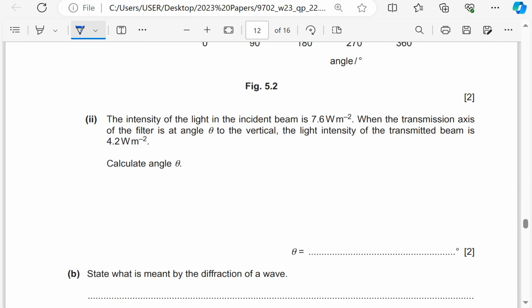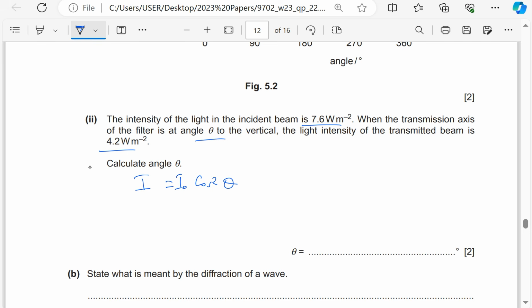The intensity of the light in the incident beam is 7.6 watts per meter squared. When the transmission axis of the filter is at an angle theta to the vertical, the light intensity of the transmitted beam is 4.2 watts per meter squared. Calculate the angle theta. So I have already seen that I is equal to I naught cos squared theta. This is called Malus's law.